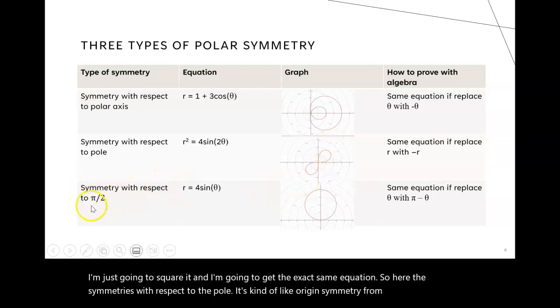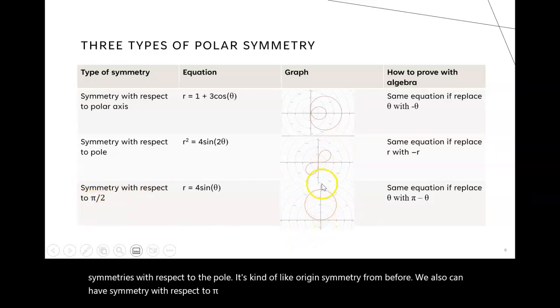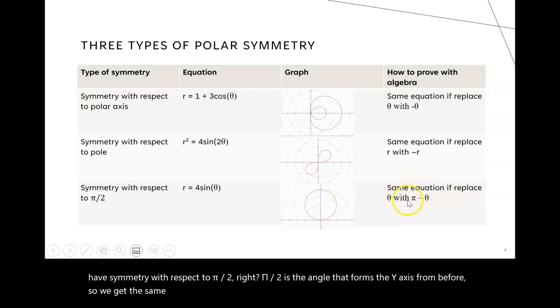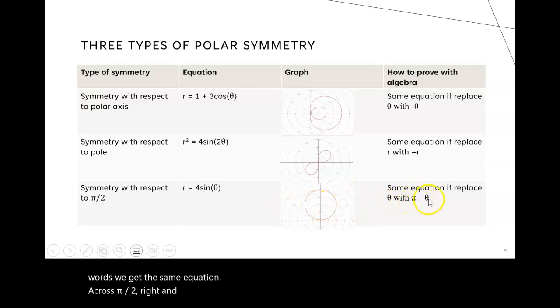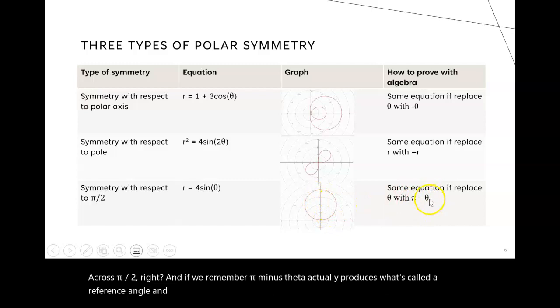We also can have symmetry with respect to pi over 2. Pi over 2 is the angle that forms the y-axis from before. So we get the same equation if we replace theta with pi minus theta. In other words, we get the same equation across pi over 2. If we remember, pi minus theta produces what's called a reference angle, and so we should get the same y value if we replace there, and that's what causes our symmetry.